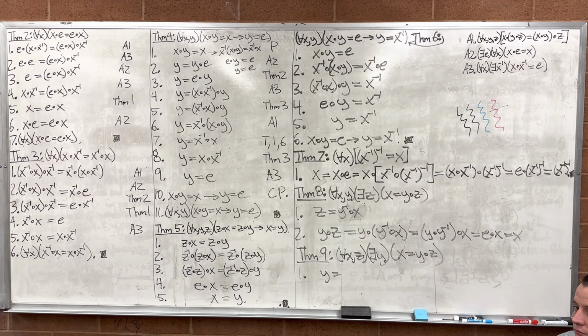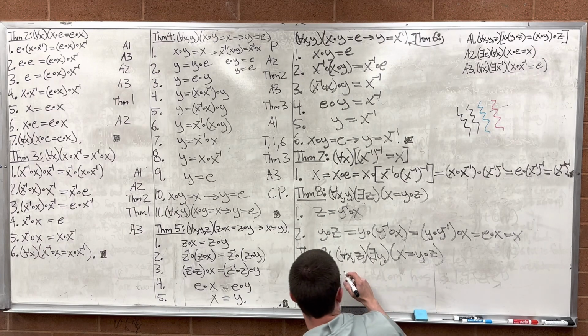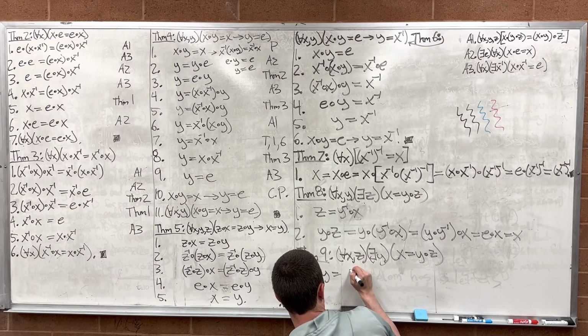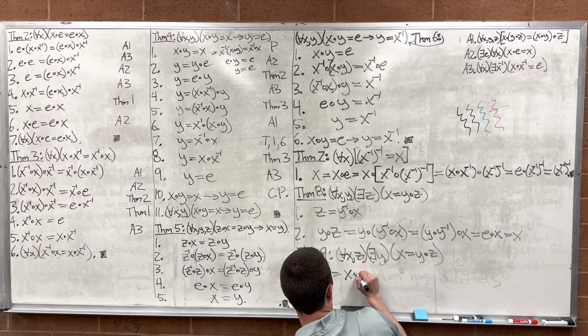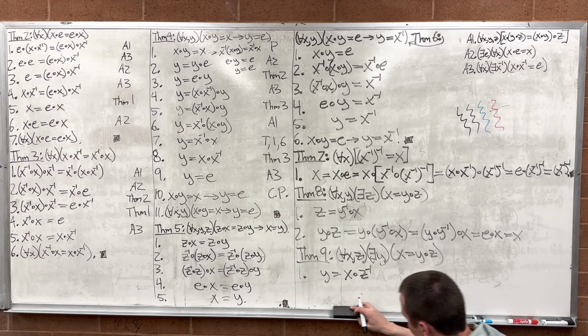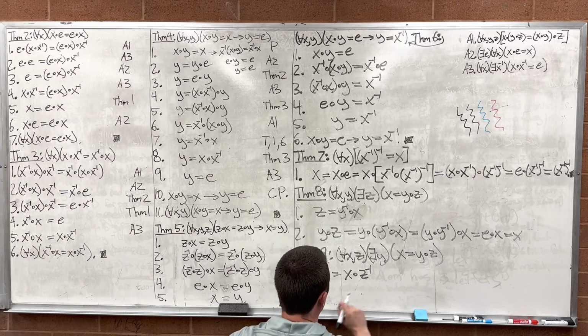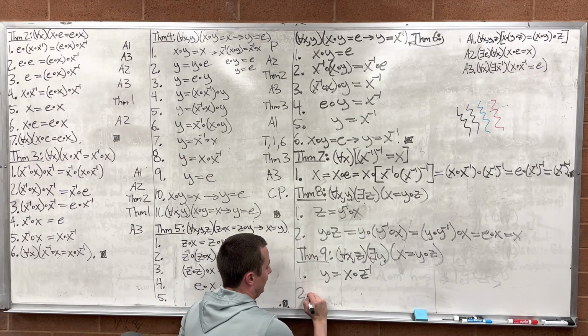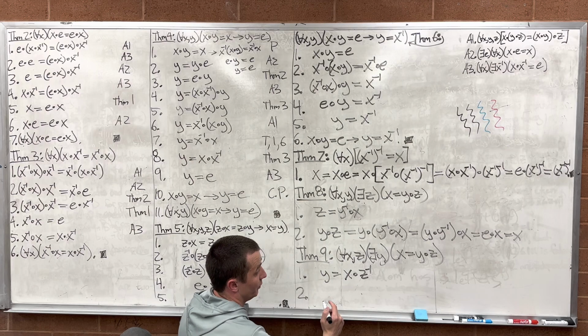X compose the inverse? X compose y inverse. Or z inverse. X compose z inverse. That's going to be the thing. So if y is equal to that, that is going to be our magic number. And so what do we get?